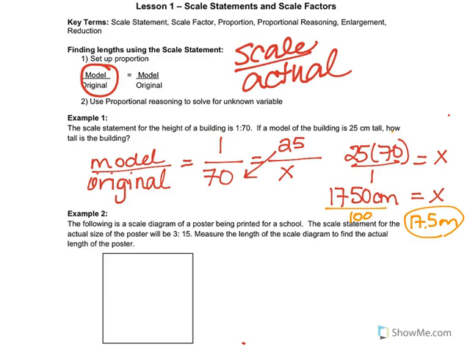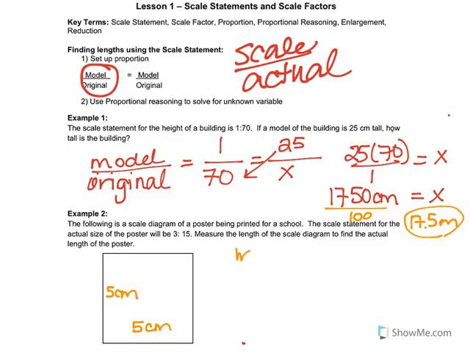Okay, the following is a scale diagram of a poster being printed for a school. The scale statement for the actual size of the poster will be 3 to 15. Measure the length of the scale diagram to find the actual length of the poster. So I want you to pause the video and measure in centimeters this shape on your page. So you should have gotten it to be 5 centimeters by 5 centimeters.